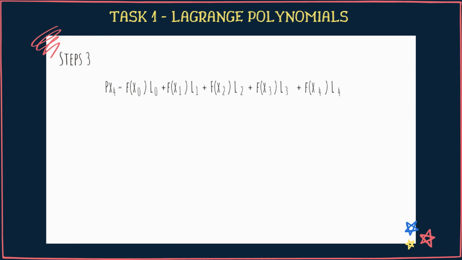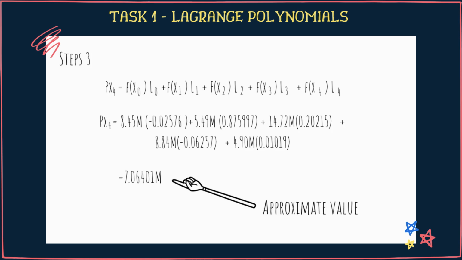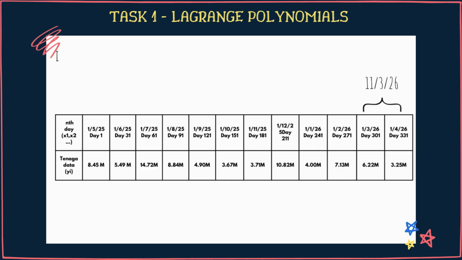Once we have all our L values, we plug them back into the main quartic Lagrange equation. We multiply each basis polynomial by its respective y value. We compare our approximate result with the exact.